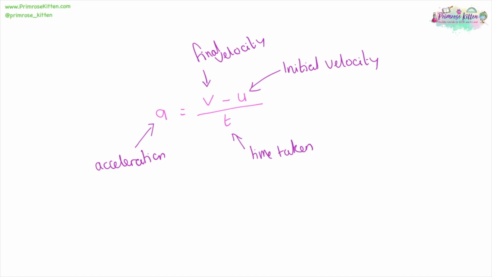To work out acceleration from velocities, we have acceleration equals final velocity minus initial velocity over time taken. Velocity is measured in meters per second, whether that is final or initial velocity. Acceleration is measured in meters per second squared, and time taken is measured in seconds.